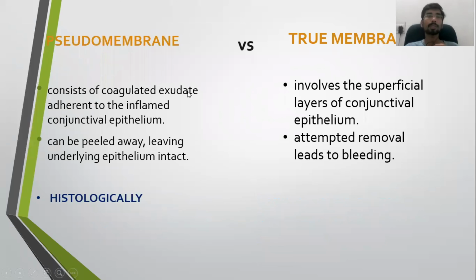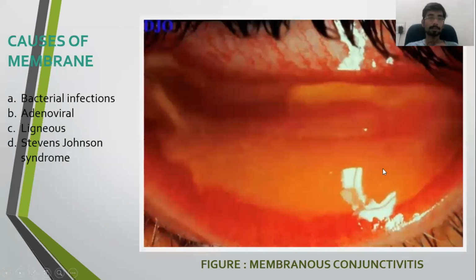Pseudomembrane consists of coagulated exudate adherent to the inflamed conjunctival epithelium, can be peeled away leaving underlying epithelium intact. Whereas true membrane involves the superficial layer of the conjunctival epithelium and attempted removal leads to bleeding. Causes of membrane are bacterial, adenovirus, ligneous conjunctivitis and Stevens-Johnson syndrome.